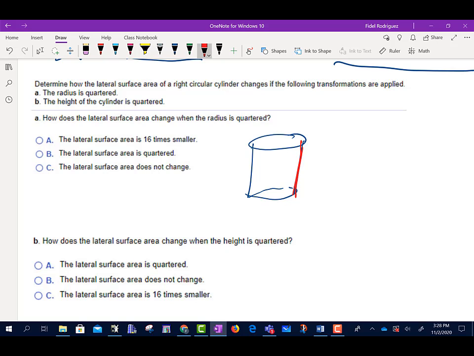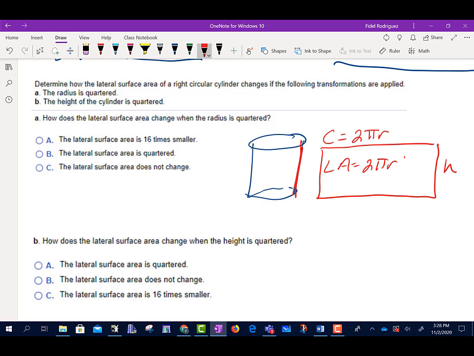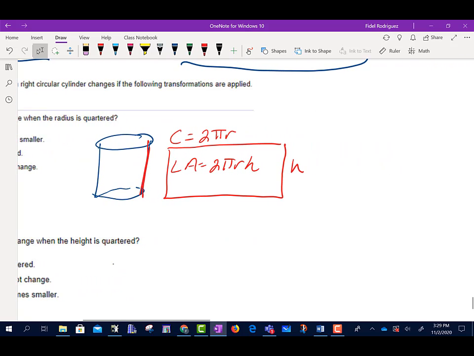That means I'm going to cut this thing down, and I'm going to open it up like this, right? And that's going to be my height, and this distance will be my circumference, right? So the lateral area here would be 2 pi r times h. So part A says, what happens if we quarter the radius? What does that mean? That means that the radius is 1/4 of what it used to be.